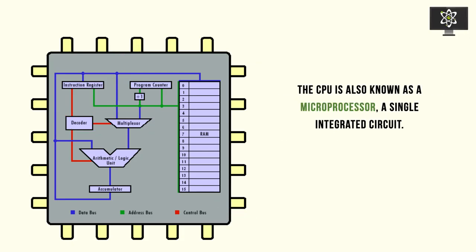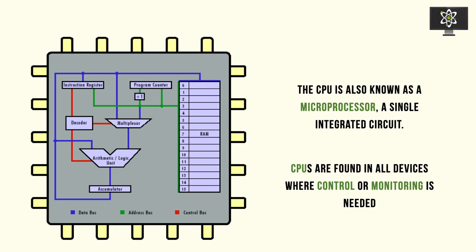The CPU is also known as a microprocessor nowadays. The difference from the past is that in the past, CPUs were made of many different integrated circuits connected within a circuit board, but now it's a single integrated circuit. So that's why it's called a microprocessor, all-in-one. Now, CPUs are found in all devices, mainly for control and monitoring purposes. Control means you can dictate the output of another device, or to monitor, to gather input, you need a CPU.